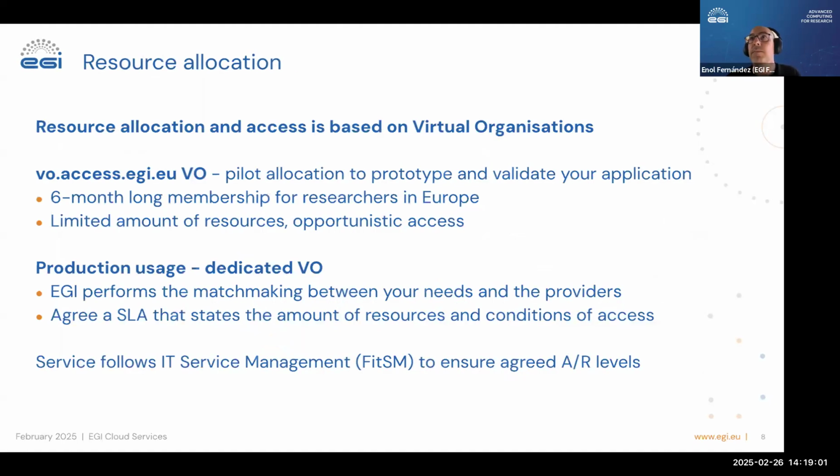In order to access the EGI Cloud, we use what we call the virtual organization. This is mostly a group of users and a set of resources allocated to that group of users. We have two main types of VO. The first one would be the access.egi.eu VO. That is a pilot allocation that is available for any researcher in Europe. You just request access to it.